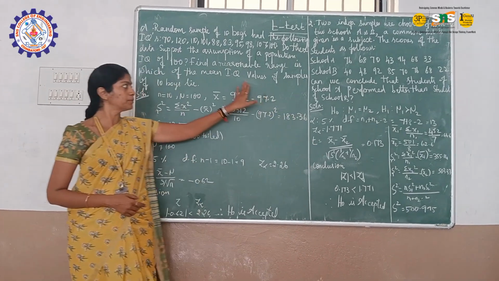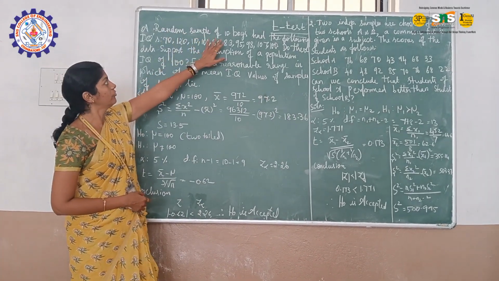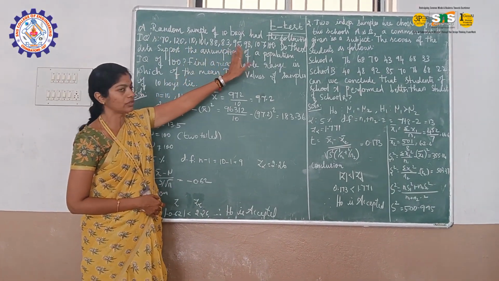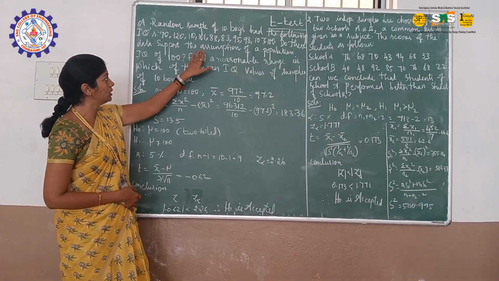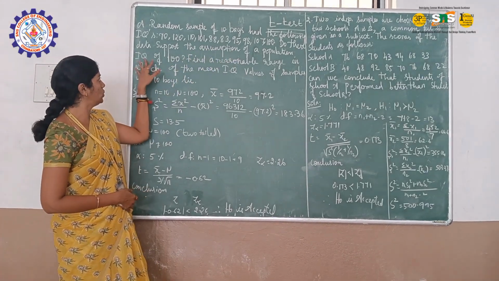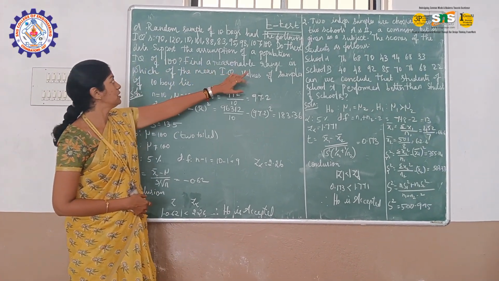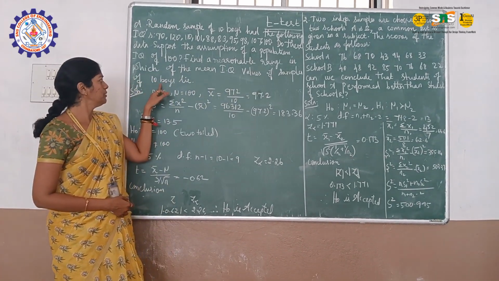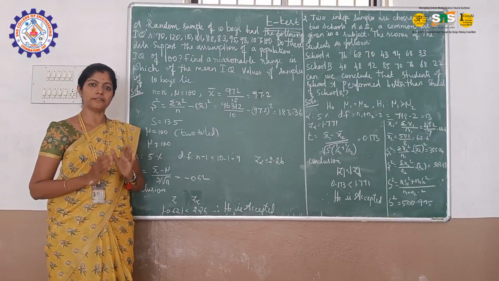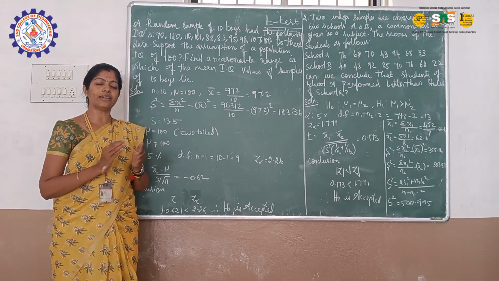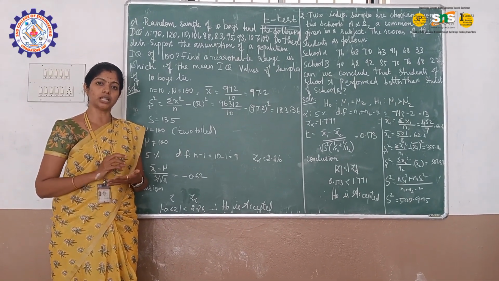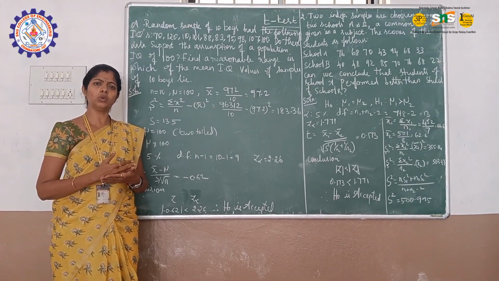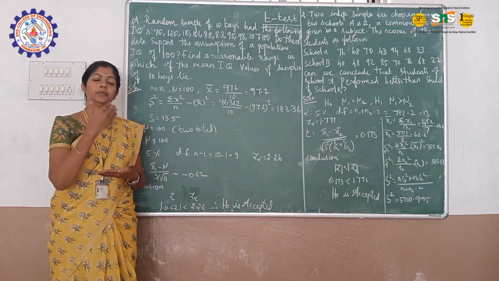The first problem is a random sample of 10 boys have the following IQs. We have some data based on the IQs of the 10 boys. Do this data support the assumption of a population IQ of 100? Find a reasonable range in which the mean IQ value of the sample of 10 boys lies. So we have 10 boys, and for them we have some IQ levels. The overall population IQ is 100. So we have to check whether the sample IQ level matches the population IQ level.